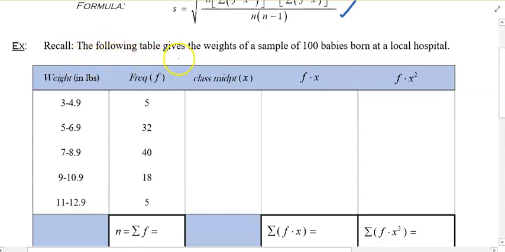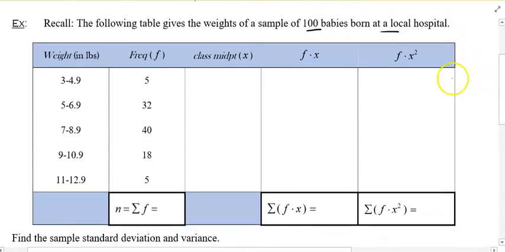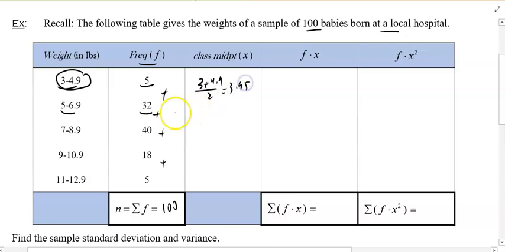Recall the following table gives the weight of a sample of 100 babies born in a local hospital. When the number n is large, there's the frequency, so they do it in intervals. How many babies were born between 3 and 4.9 pounds? 5 of them. How many babies were born between 5 and 6.9 pounds? 32 of them. If you add those, you'll get 100.